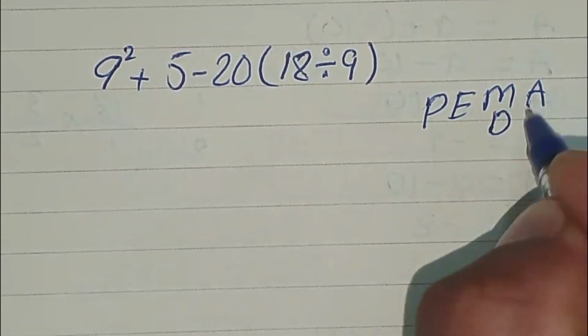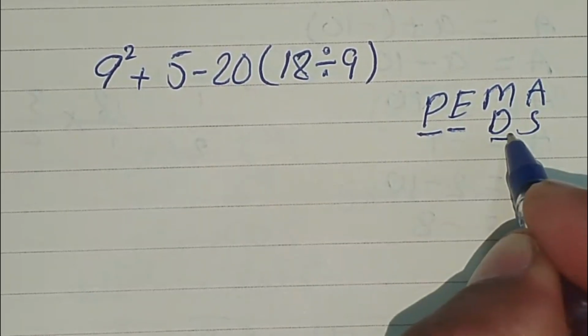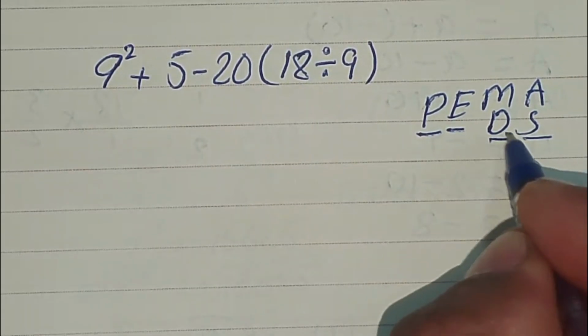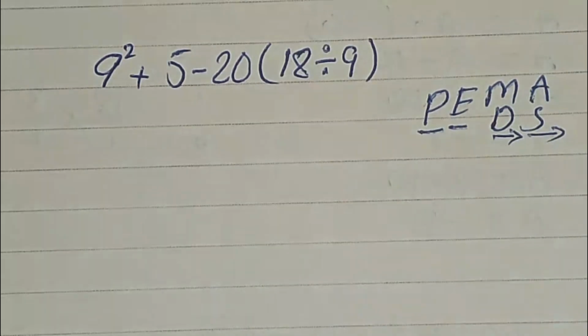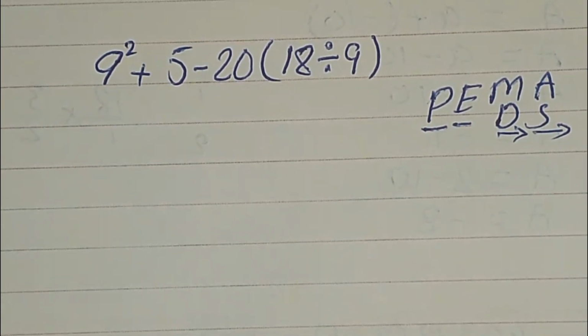According to the PEMDAS rule, first we solve parenthesis, then exponent, then multiplication or division, and then addition or subtraction. Multiplication or division we solve from left to right, and addition or subtraction we solve from left to right.